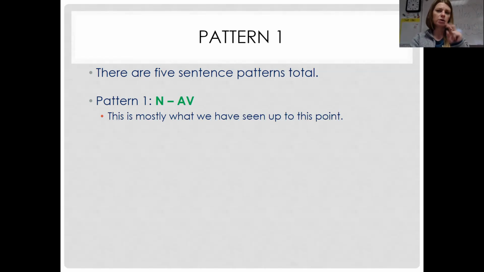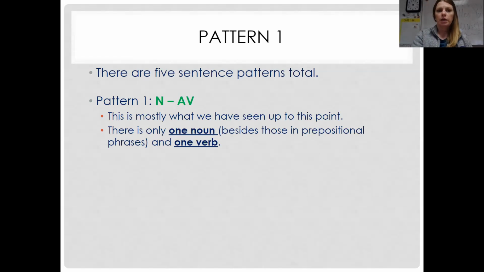We've also seen some pattern 2 sentences, but most of us are, and this is what we've diagrammed on our baseline diagrams, just a subject and a verb, okay? There is only one noun besides those in prepositional phrases and one verb. So in a pattern 1 sentence, there is one noun outside of a prepositional phrase. In a pattern 1 sentence, there are how many nouns outside the prepositional phrases? Just one. This is why prepositional phrases are going to start to be really, really helpful.